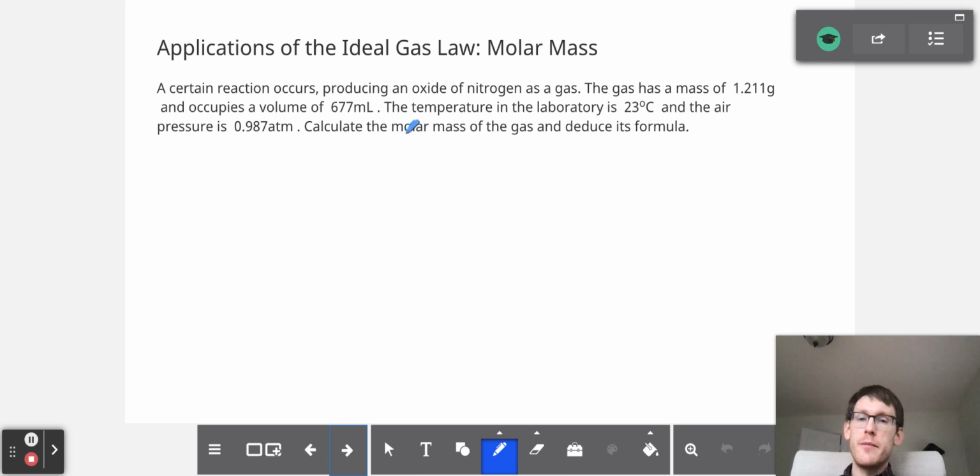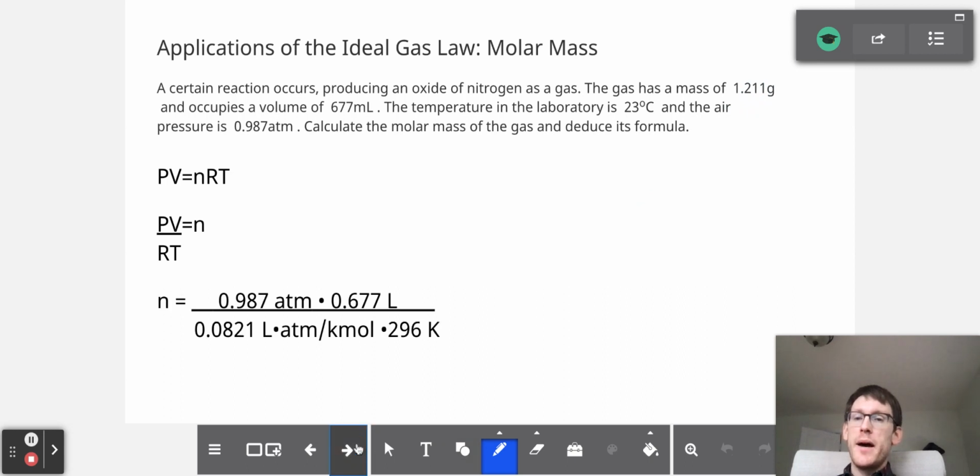So we can calculate the molar mass of that gas, and from that we can figure out exactly which nitrogen oxide it is. So again, we're going to start with PV equals nRT, and we can rearrange this so that we're solving for n. Because we do know P and V, we do know T, and R is a constant. We don't know the moles of gas, even though we do know the mass of the gas.